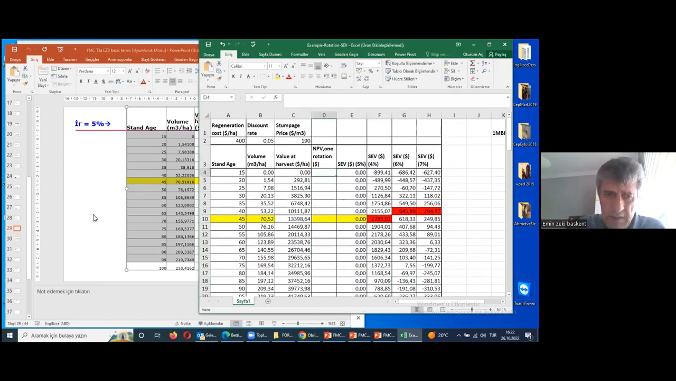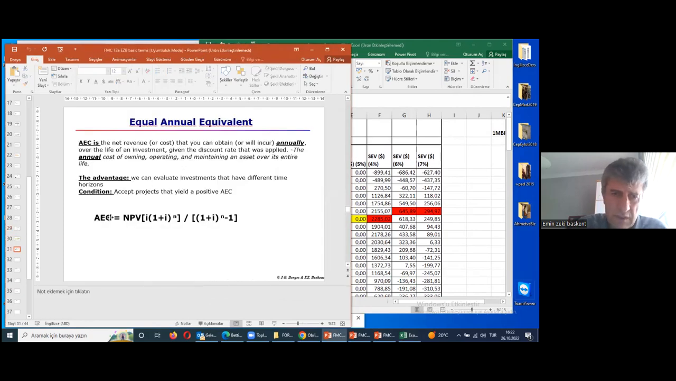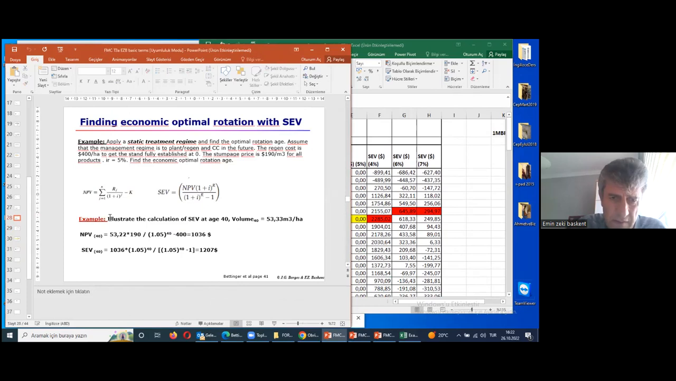Remember that we could use any of the formulas over here. We could use the soil expectation value as net present value multiplied by (1 plus i)^r divided by (1 plus i)^r minus 1. Or instead of net present value times (1 plus i)^r, we could use net revenue. Both have the same result.